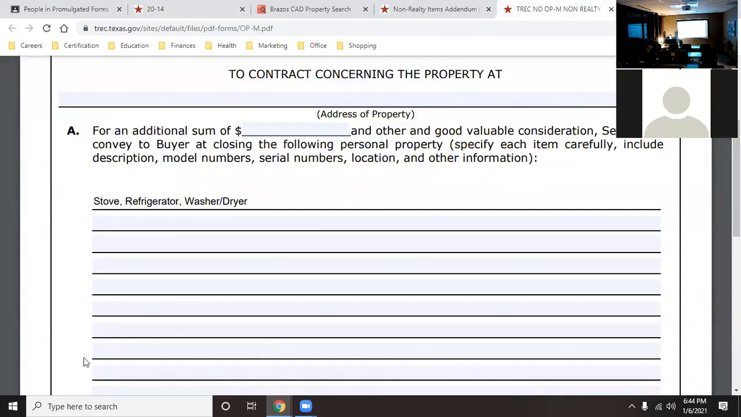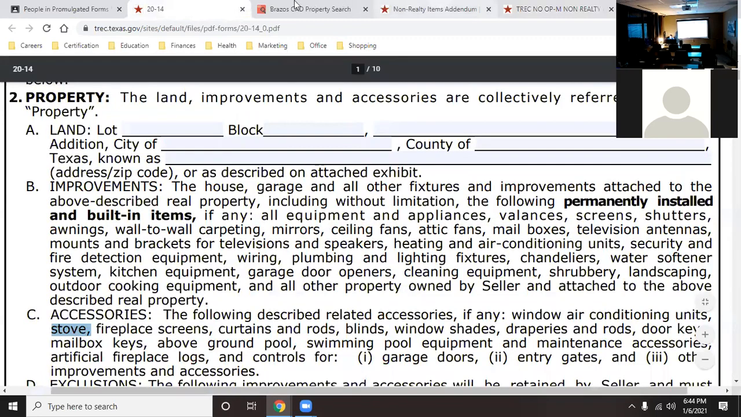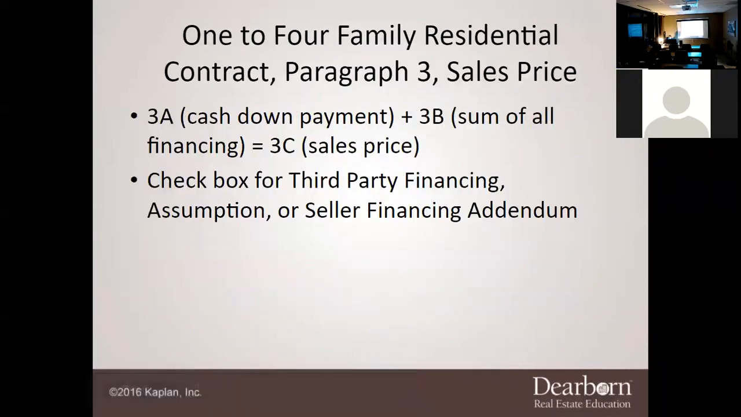For the things that need to stay, they for some reason jump to this form. They don't look at 2B and C. Okay? Now, let's go back over to this one, when we're talking about 3A and B.